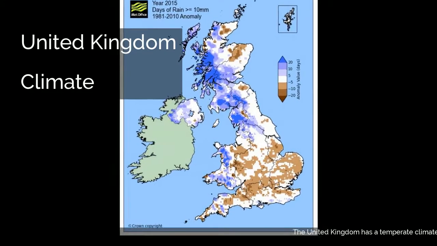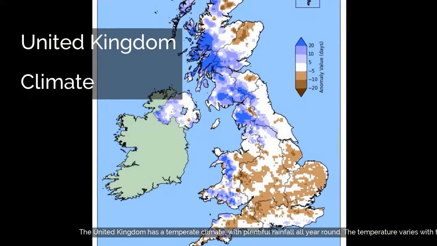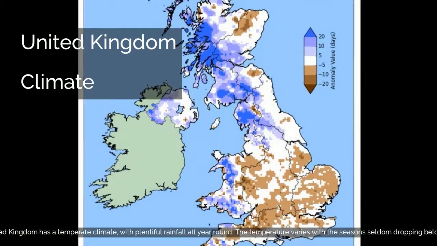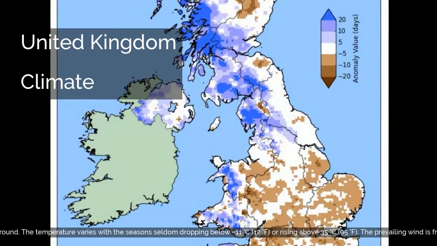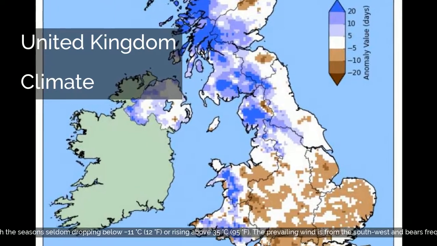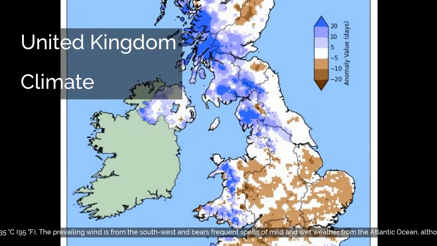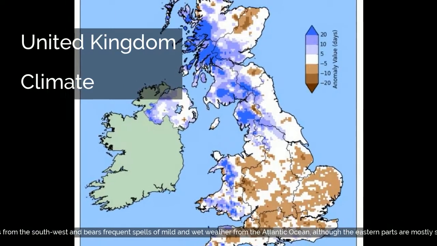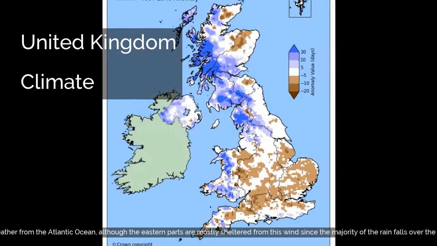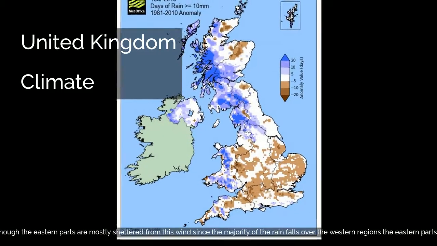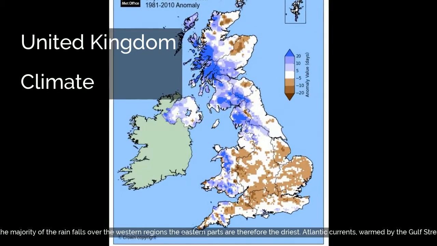The United Kingdom has a temperate climate, with plentiful rainfall all year round. The temperature varies with the seasons, seldom dropping below -11 degrees Celsius, 12 degrees Fahrenheit, or rising above 35 degrees Celsius, 95 degrees Fahrenheit. The prevailing wind is from the southwest and bears frequent spells of mild and wet weather from the Atlantic Ocean, although the eastern parts are mostly sheltered from this wind since the majority of the rain falls over the western regions. The eastern parts are therefore the driest.